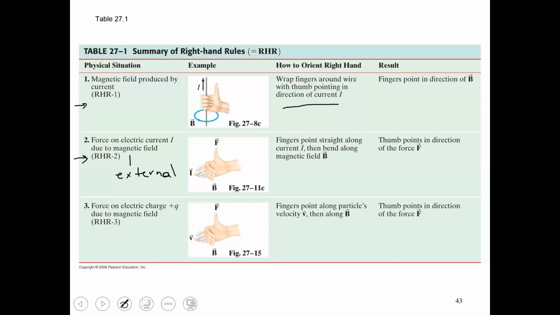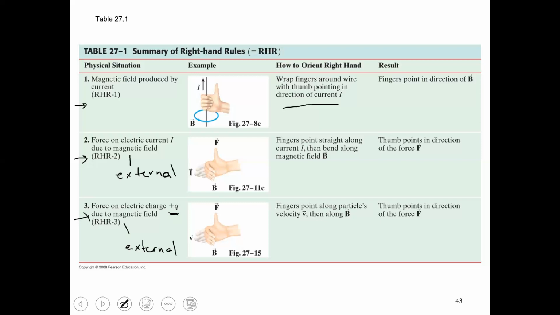Okay, and then the third one, the force on an electric charge. I'm going to be specific and say positive Q. And again, I'm going to throw in the word external, even though a single charge is not really going to produce a steady field, right? Okay, so again, the force is Q times V crossed with B. So since V is the first thing, we're going to point our fingers in the direction of V. We're going to rotate our wrist around so that our fingers naturally bend in the direction of B. And that means our thumb is pointed in the direction of F if Q is positive.